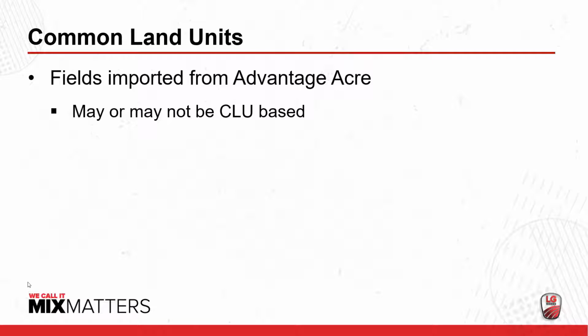When fields are imported from Advantage Acre, they may or may not be common land unit based. They could have started out that way and they've been modified. They may have been simply drawn from scratch. They might have been drawn from a planting or harvest map, an integration from Climate or from My John Deere.